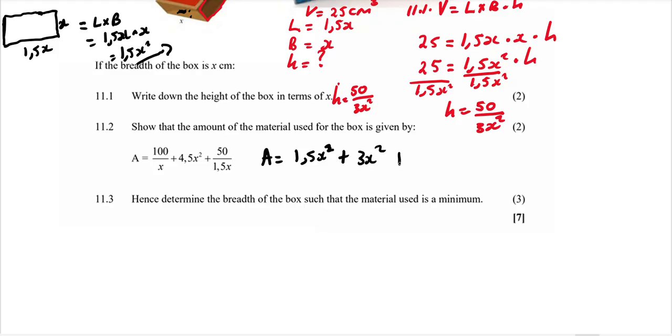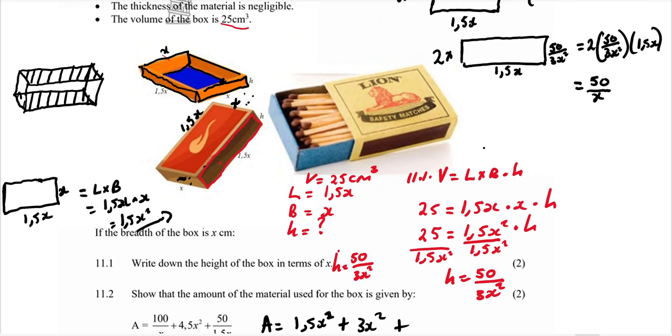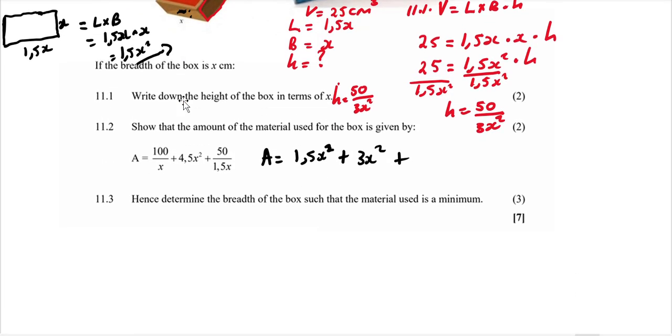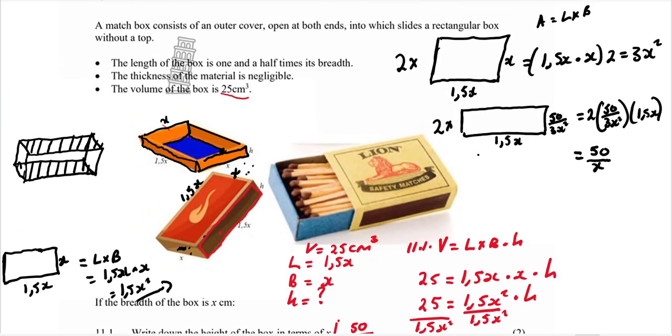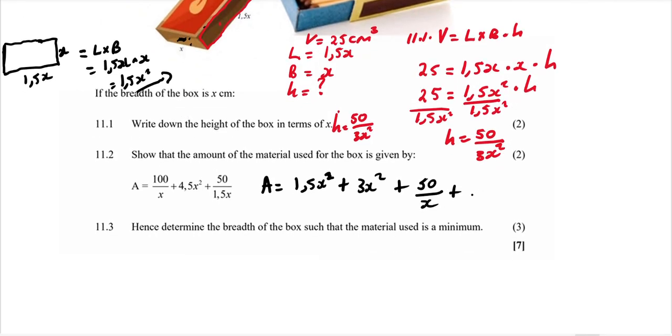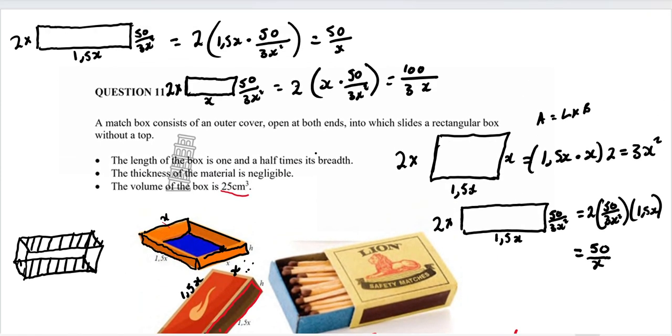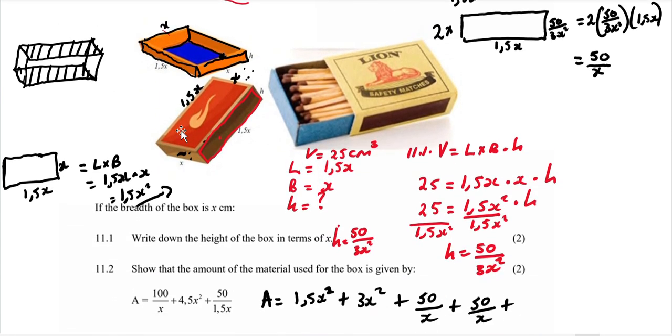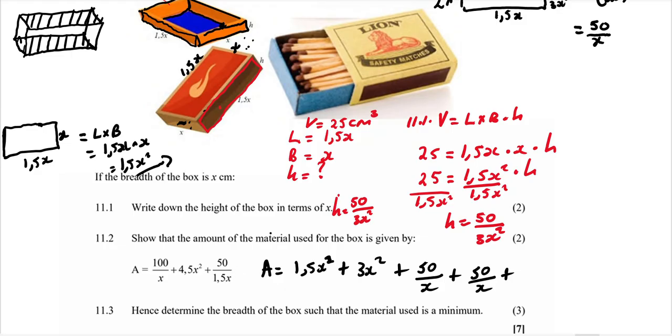Plus 50 all over x, then plus 50 all over x, then we have 100 all over 3x, and we know that 100 all over 3x can be written as 50 all over 1,5x.